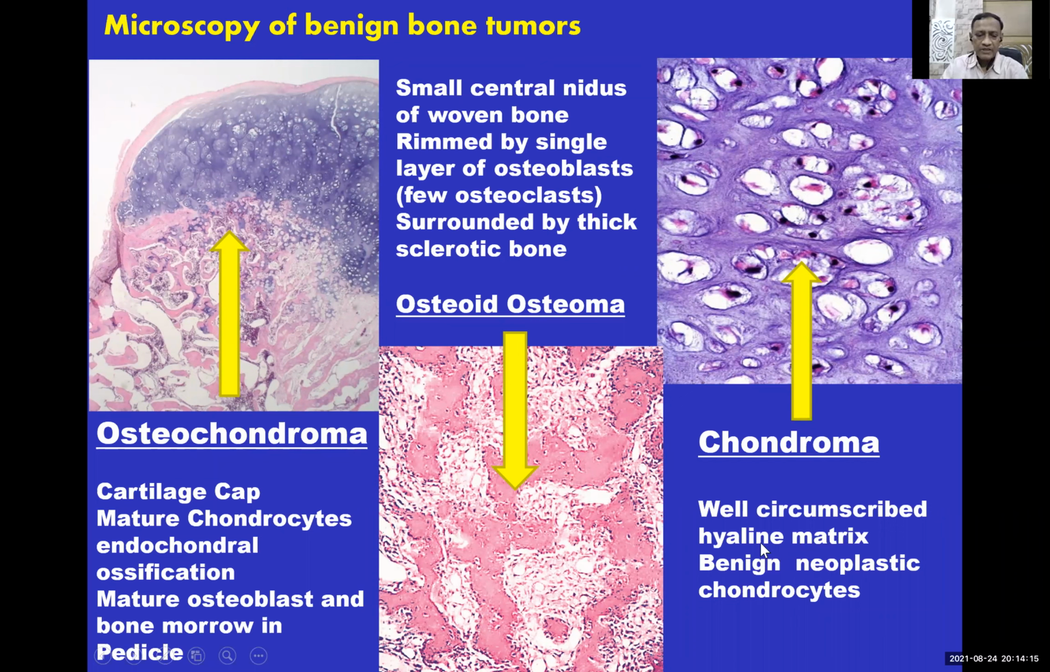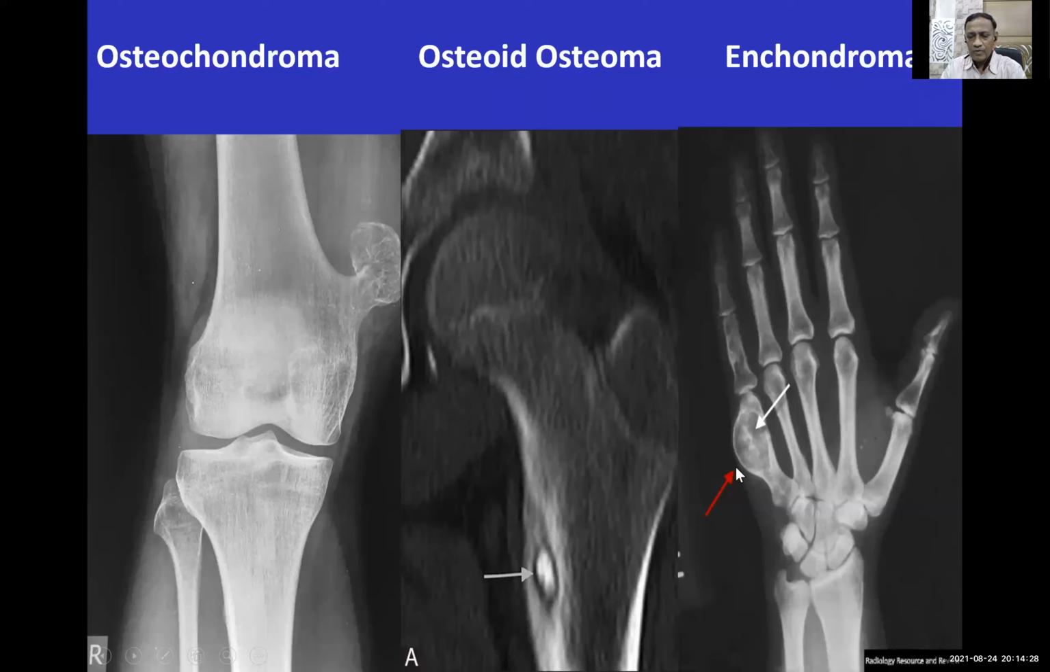These are the radiological pictures. This is the osteochondroma. This is the osteoblastoma. You can see the sclerosed central area surrounded by the sclerotic bone. And this is the enchondroma or chondroma arising from the fifth metacarpal showing the calcification.